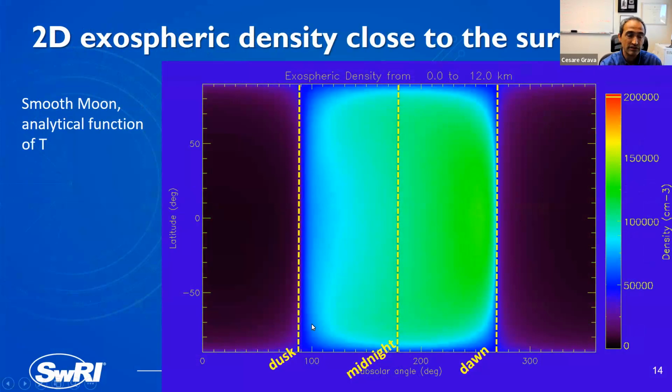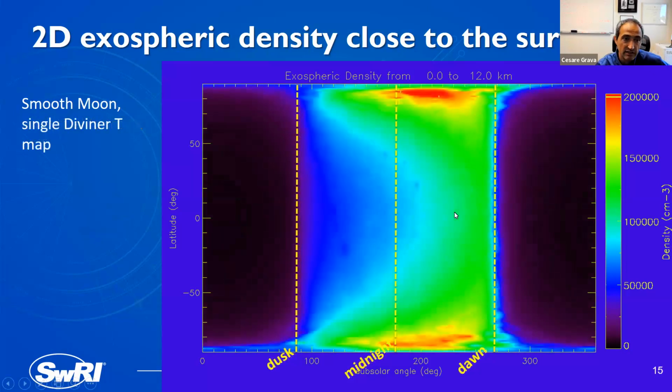You have a smooth decrease here in exosphere density, or increase actually, which depends also on the latitude. And this is basically from the day side transport. So, a pretty smooth increase towards the pre-dawn sector. And now let's look at this one with the single Diviner map.